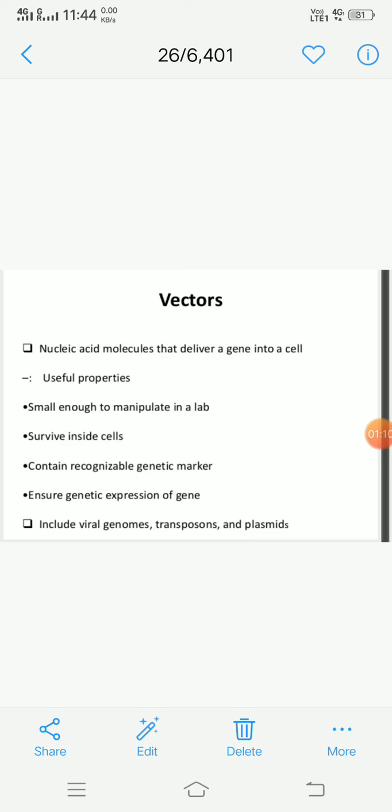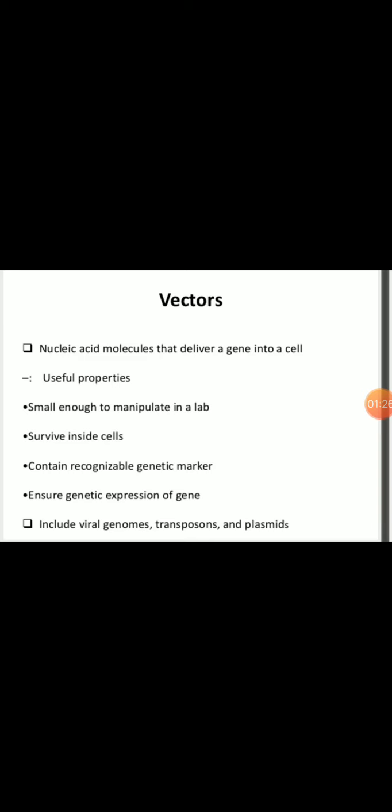So vector is nothing but a piece of molecule which contains the genetic material that can be replicated, expressed and transformed into other cells. So what is meant by the vector? It is a piece of molecule which has the genetic material, which can be expressed or replicated when it is transformed into other cells. This is known as the vector.